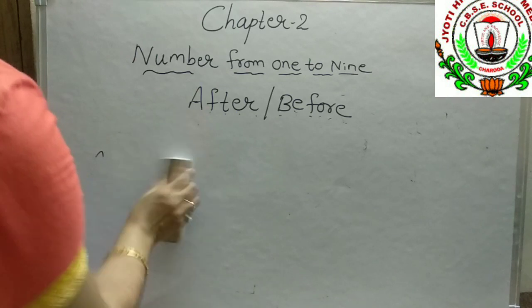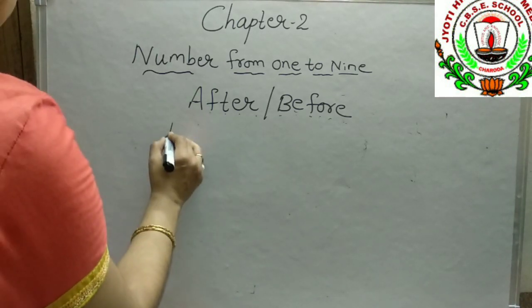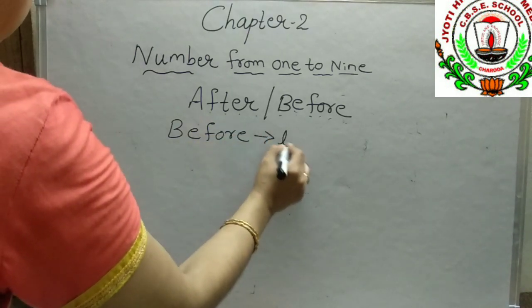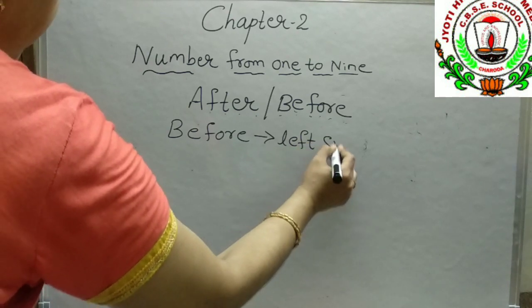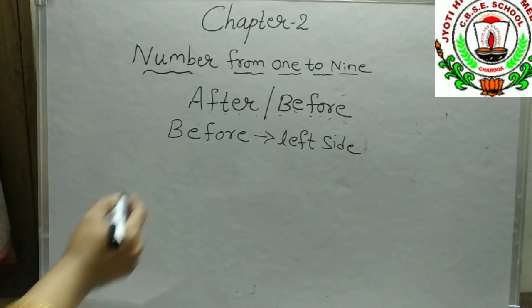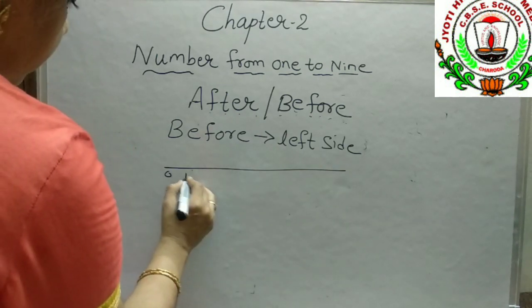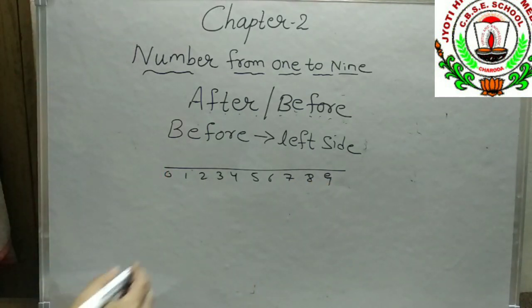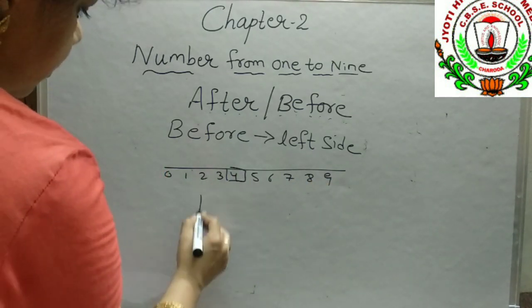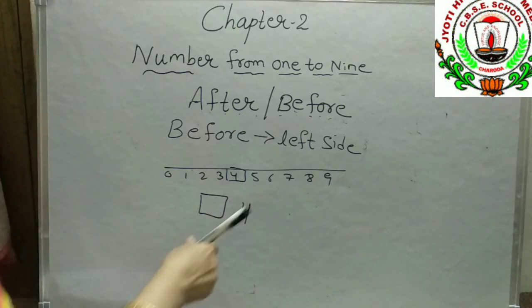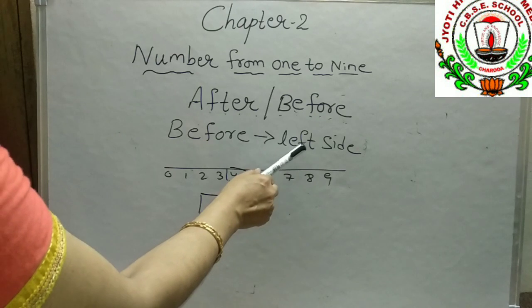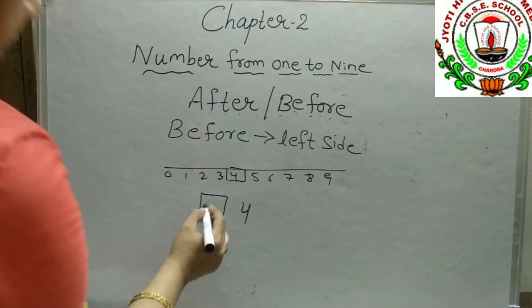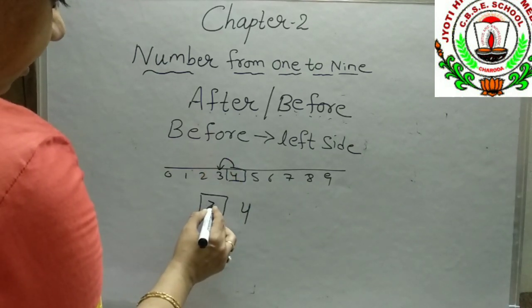Next is before number. How will you spell before? B-E-F-O-R-E. Before number means the number which is on the left side of the given number. Again I am writing the numbers. Suppose I am taking the number 4. Which number is before 4? Before means the number which is on the left side. Which number is on the left side of 4? It is 3. So we will write here 3.